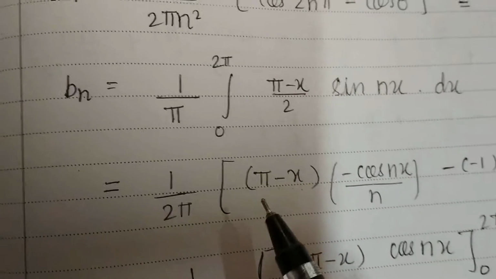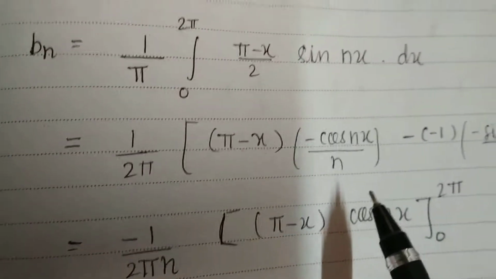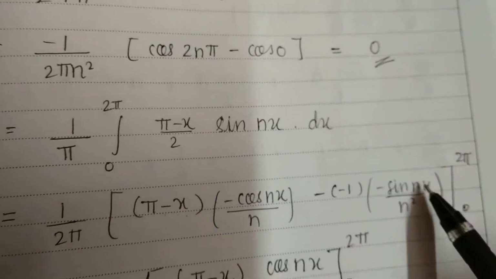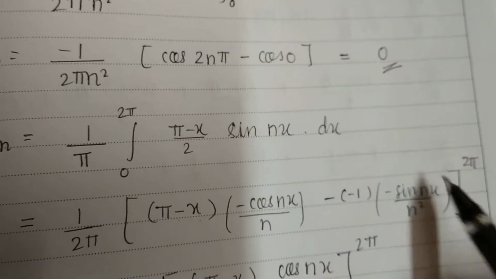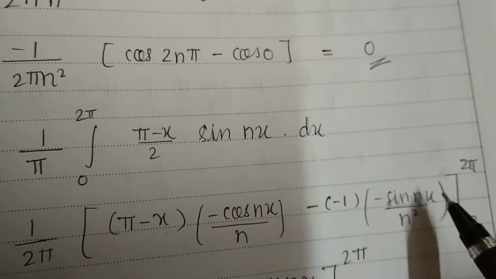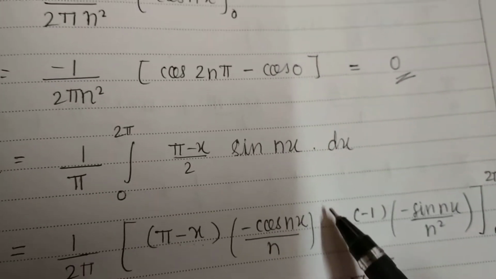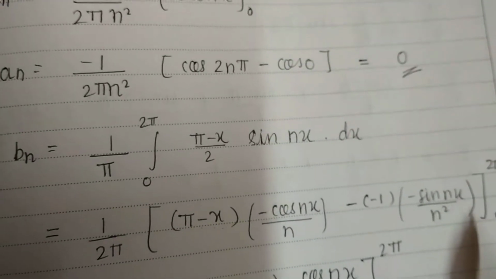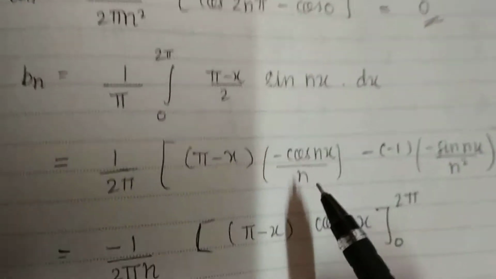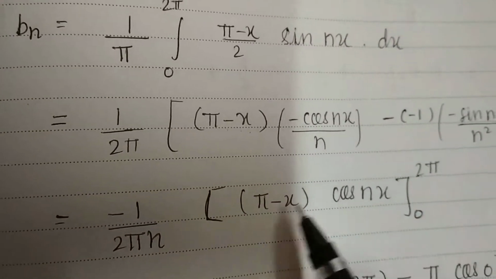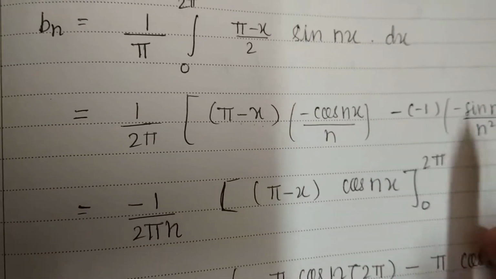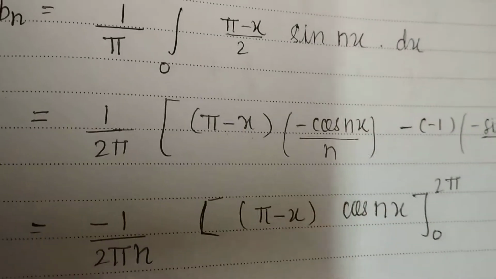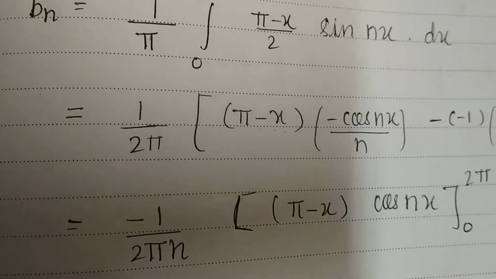So now the bn will be equal to, similar to what we did previously, the sine nx term becomes 0, as sine of 2 pi n and sine 0 is 0. So we neglect this term and we substitute 2 pi and 0 only in the first term, because the second term contains sine nx, and since x will be 2 pi and 0, the answer would be 0.